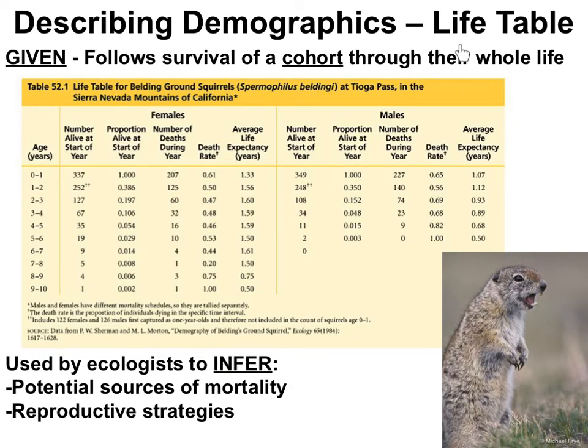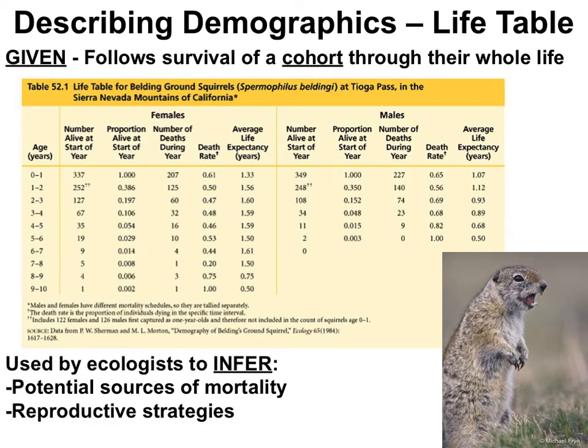Let's start with a life table. Here's an example of a life table for Belding's ground squirrels. Now, these cute little guys down here. At a glance, you can see that the table splits males and females and follows males and females through a time period of 10 years. And here's what a life table shows us.